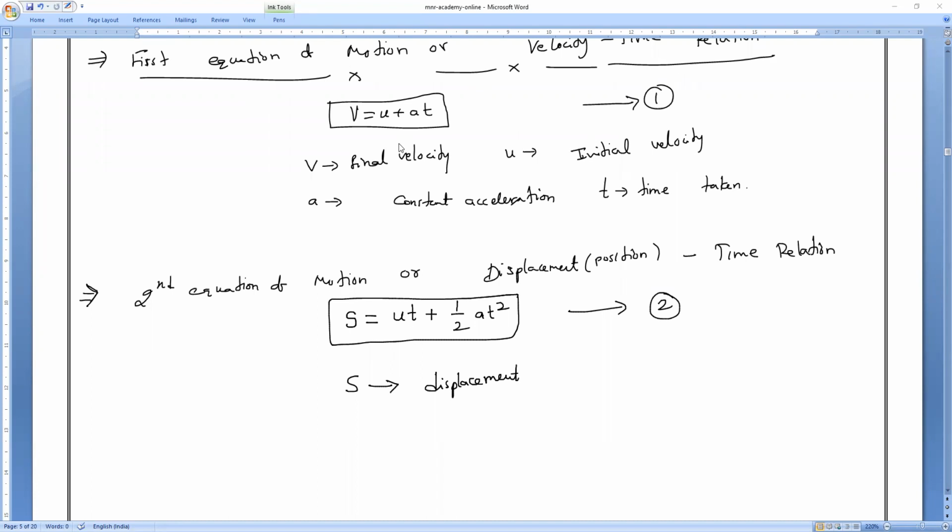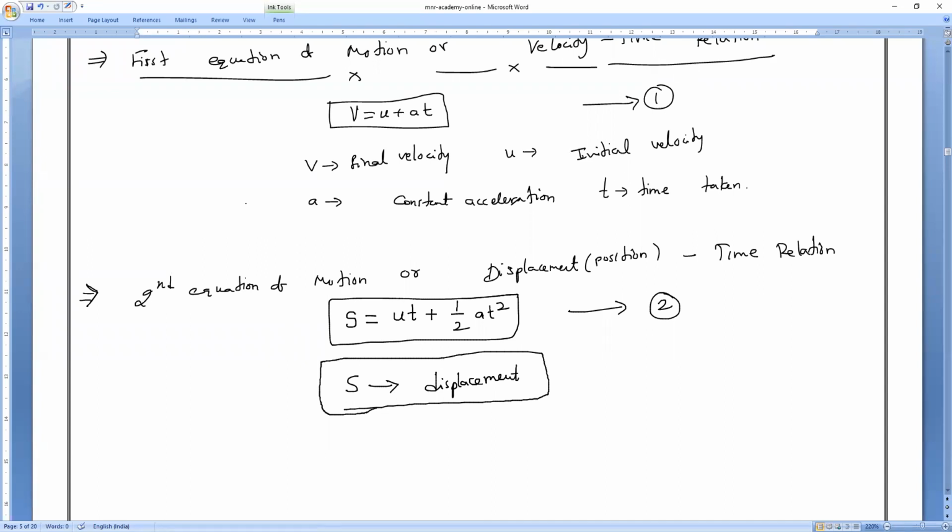See, u means initial velocity, t means time taken, a means constant acceleration. Again, t means time. That's why I'm writing only one unknown thing for us. What is s? S means displacement. Clear?